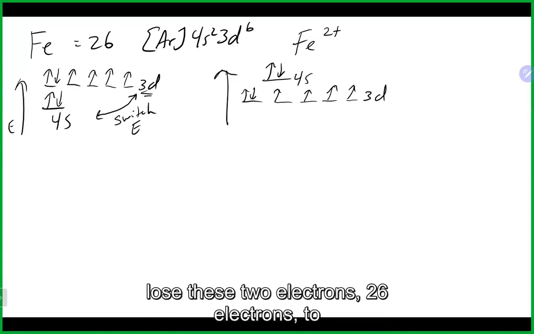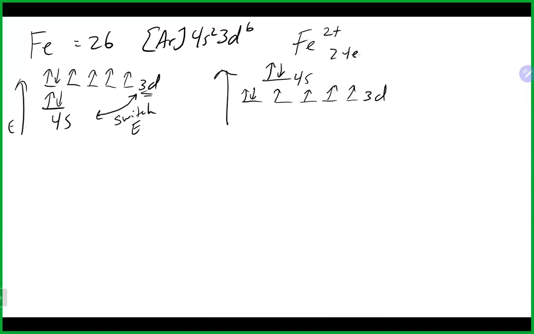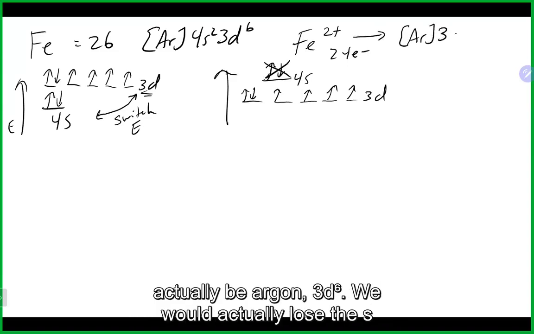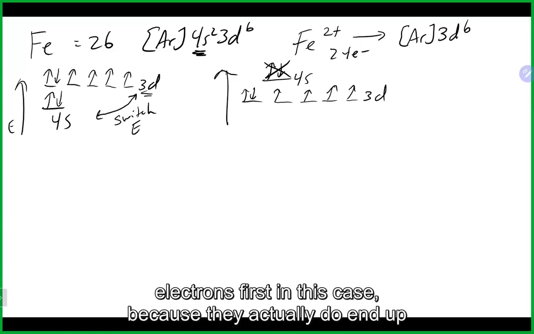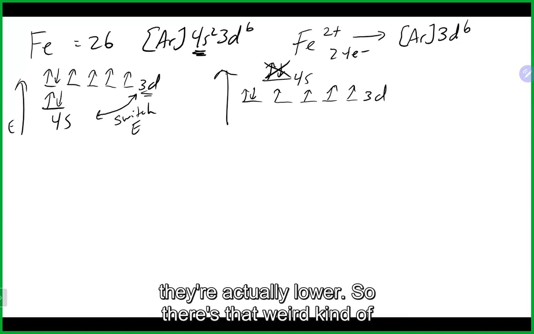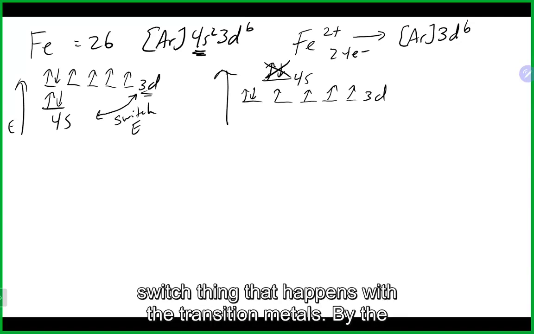So when it loses these 2 electrons, the configuration for this guy would actually be argon 3d6. We would lose the s electrons first in this case because they actually do end up being higher. But when the electrons go into the atom, they're lower. So there's that weird kind of switch that happens with the transition metals.